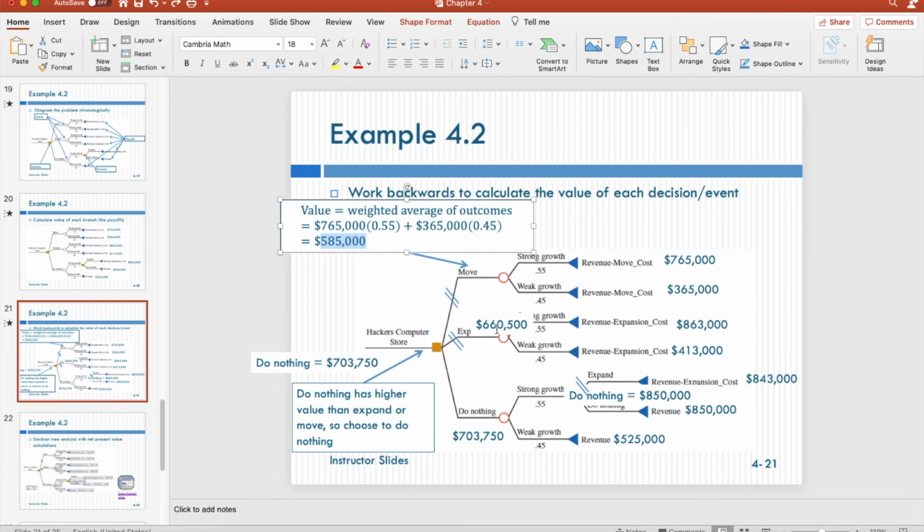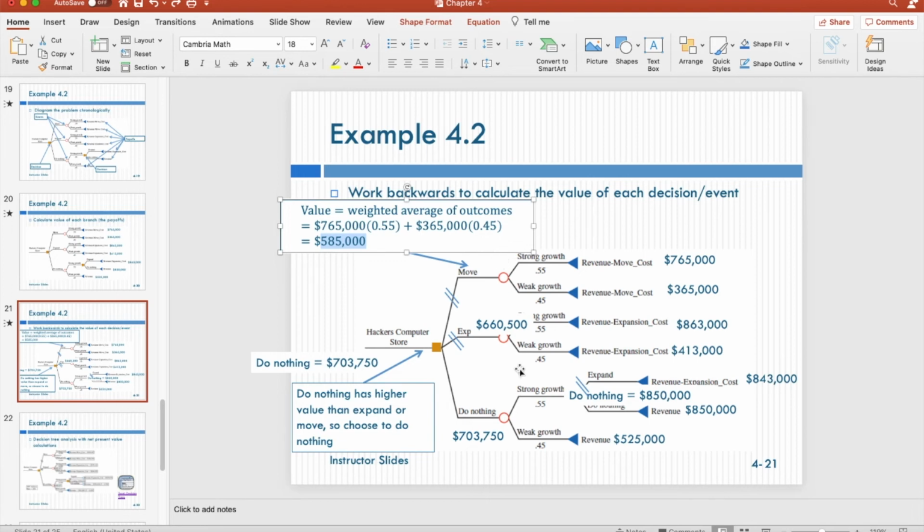If you just look at these three numbers, suppose these three numbers are correct, you should double check it. And if these three numbers are right, which one should you choose? You should choose do nothing. In this specific example, with all the specific numbers, you should choose do nothing, because this alternative will provide you higher profit compared to expanding on the current site or moving to a new site. That's why you do nothing.